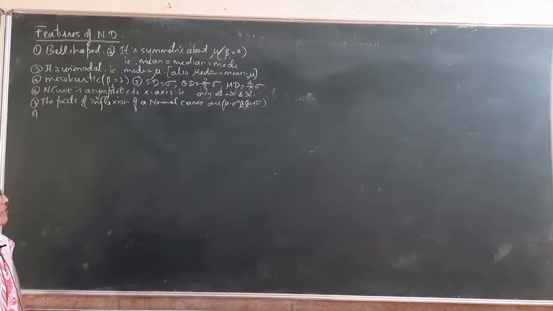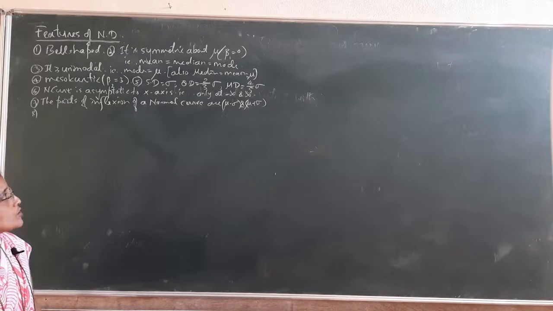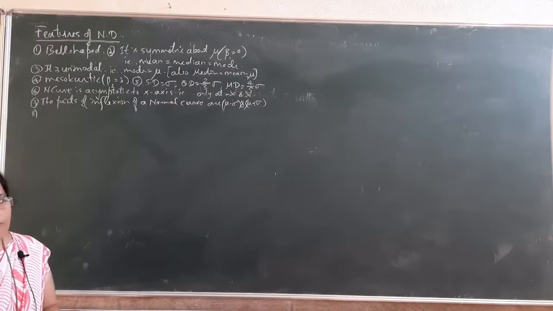Similarly, the points of inflection of a normal curve are mu minus sigma and mu plus sigma. That is the position where the curve changes its directional movement. Those positions are called points of inflection.